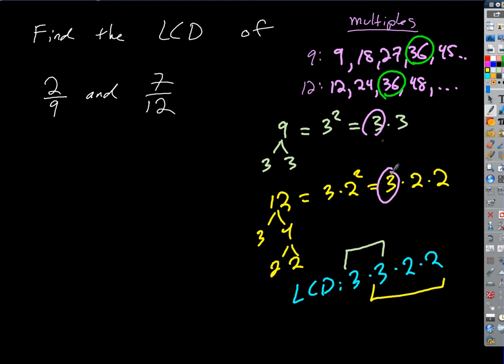Get the idea? Okay. So then if we want to come up with a common denominator, we're starting off with 2 over 3 squared. And over here, we've got 7 over 3 times 2 squared. I want to multiply top and bottom by just the smallest amount possible so I can get the same string of factors in the bottom of both fractions, right?